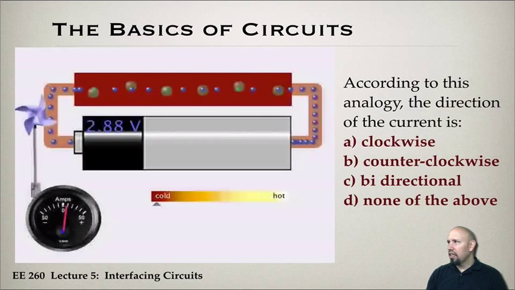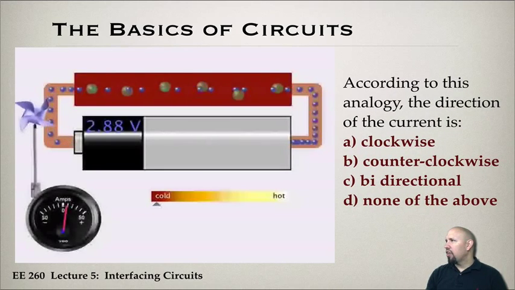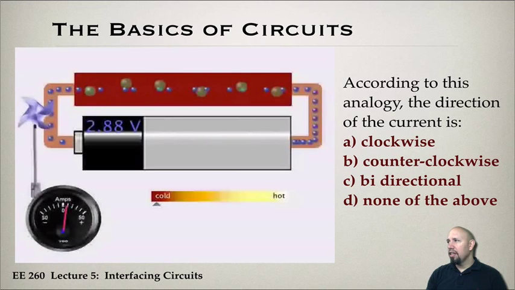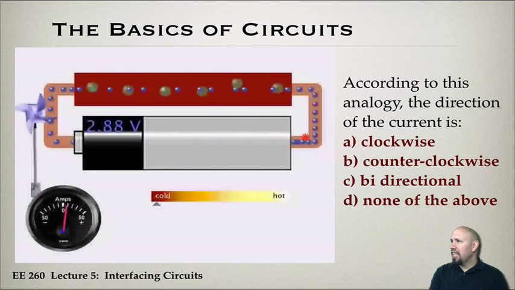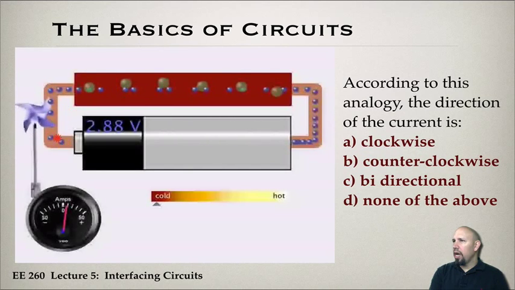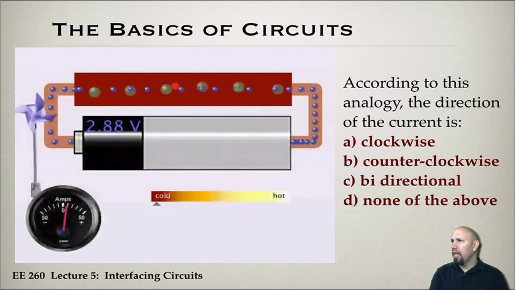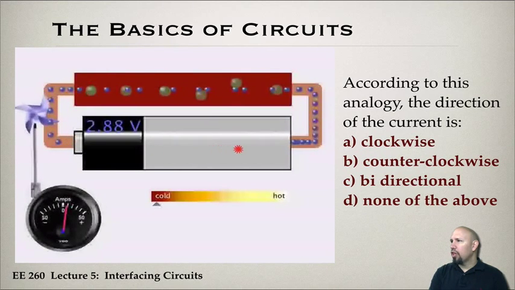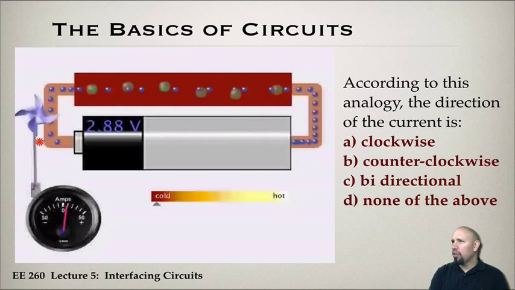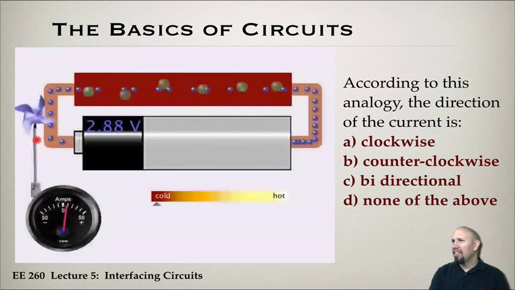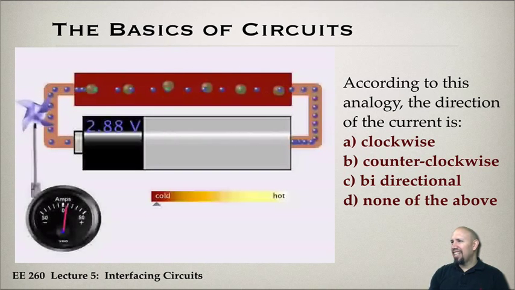So some interesting things. According to this analogy, the direction of the current is A, clockwise, B, counterclockwise, C, bidirectional, or none of the above. We can see the electrons are flowing in a counterclockwise direction. However, because electrons are negative, the actual current is the negative of that. So the actual current flow is this direction. Okay? So it's a tricky little thing.